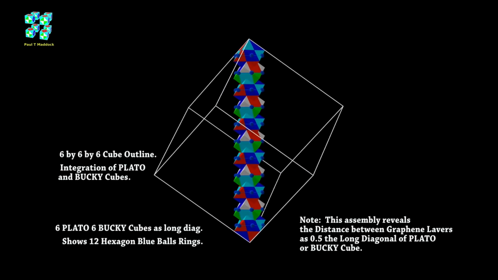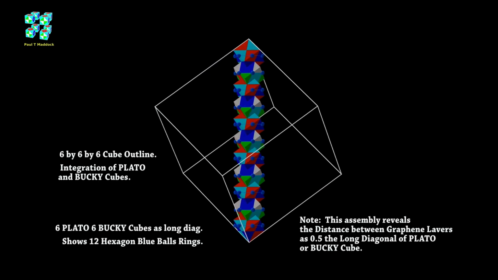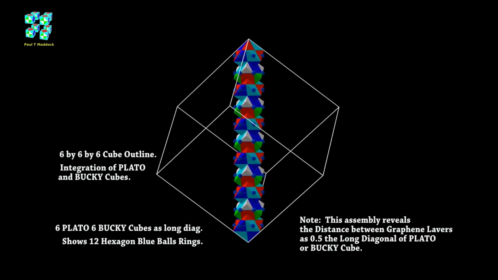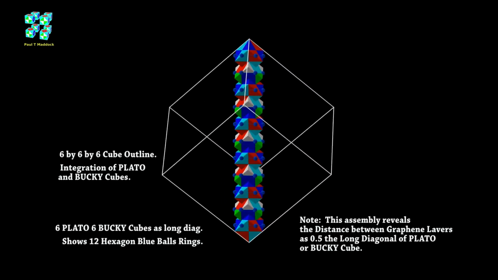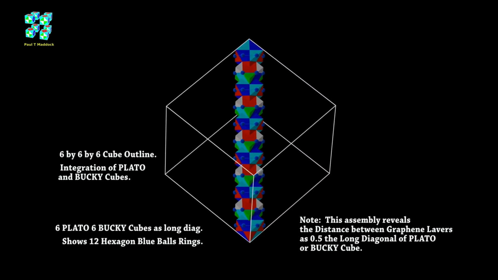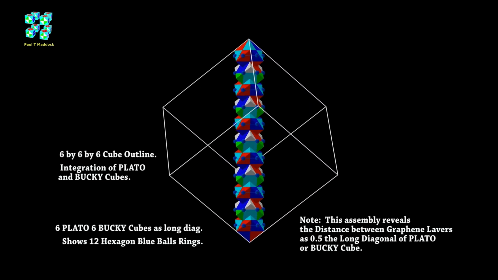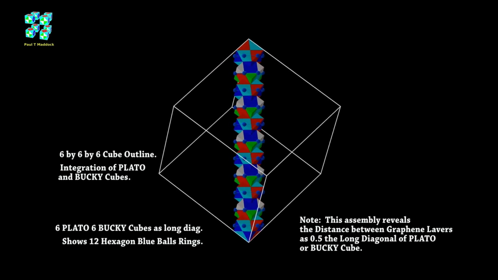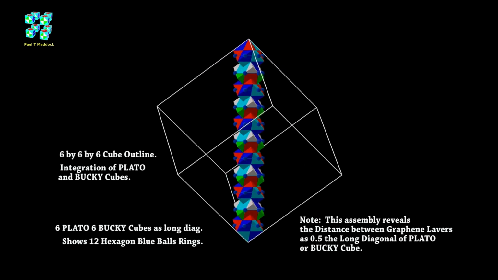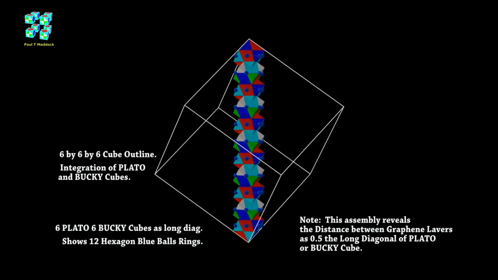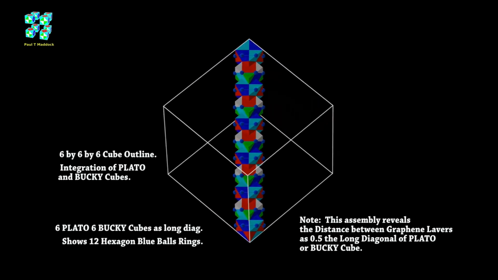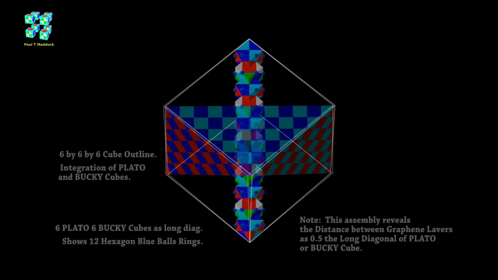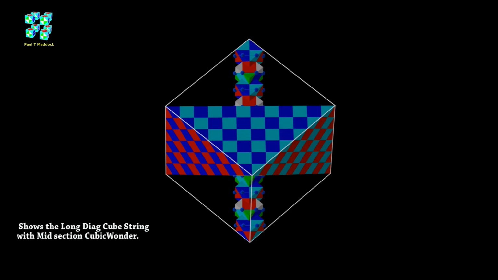I'm showing you also the rings of hexagon balls, blue balls, and the 12 rings altogether. This shows you the distance between the layers of graphene. They are exactly 0.5, the long diagonal of the cube. Now I'm going to add this center string to the midsection.